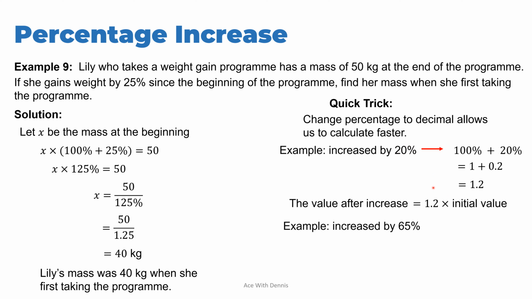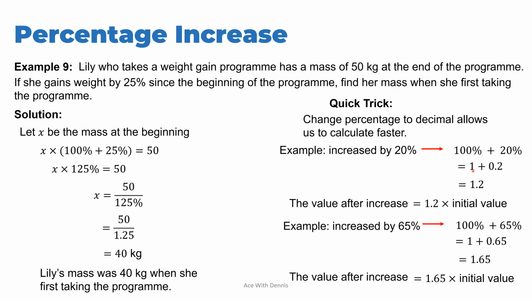One more example. If increased by 65%, so that will be 100% plus 65%, which is 1 plus 0.65, since 65% is 0.65. So the total is 1.65. The value after increase will be 1.65 times initial value. So again, one more time, increase by 65%, 65% becomes 1.65 for the increase case.